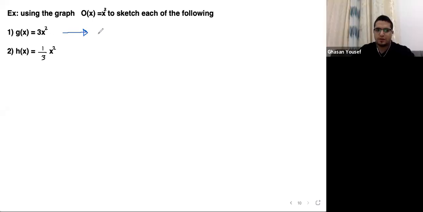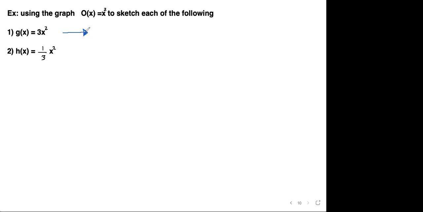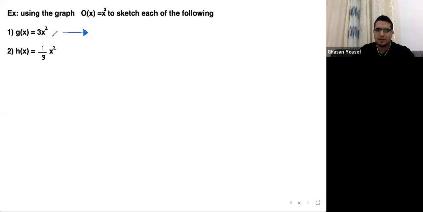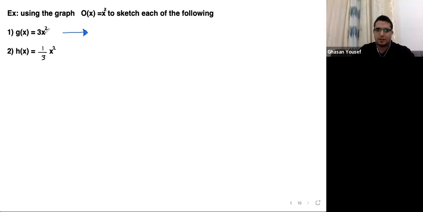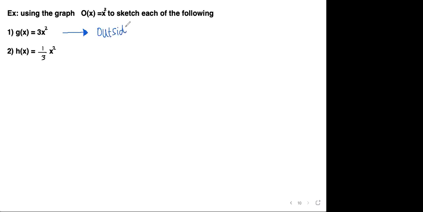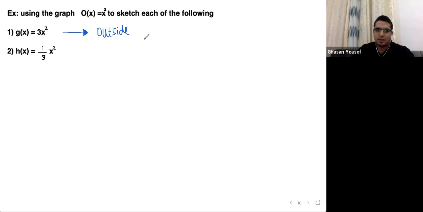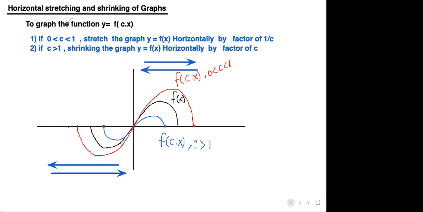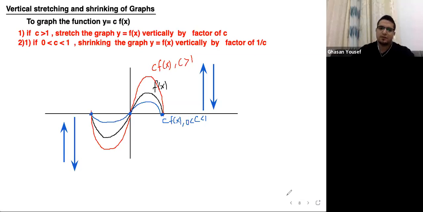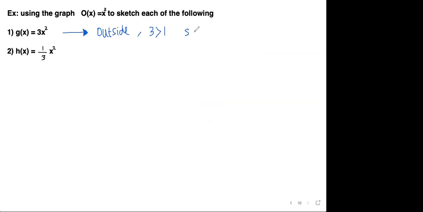First of all, is it horizontal or vertical? To know whether it's horizontal or vertical depends on whether the c is outside or inside the function. It's outside, because the square is for the variable only, not for the three. So it's going to be up and down, vertical. And because the three is greater than one, go back to the rules: this is vertical, and c is greater than one, so we stretch the graph. Vertical stretch.